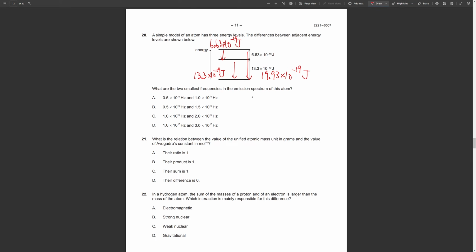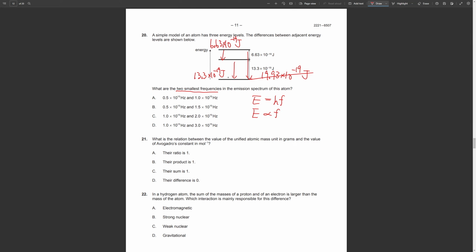According to the equation of energy of photon equals hf, E is proportional to f. With a greater energy difference, there is a higher frequency. Our target is to get the two smallest frequencies, which means the biggest leap is out of our consideration.